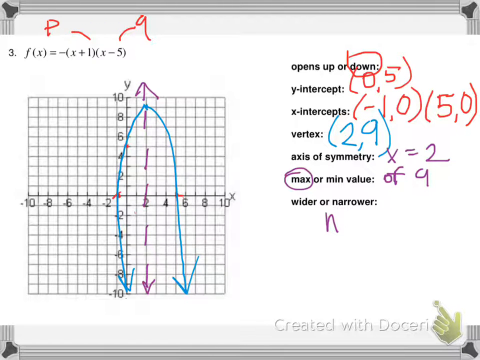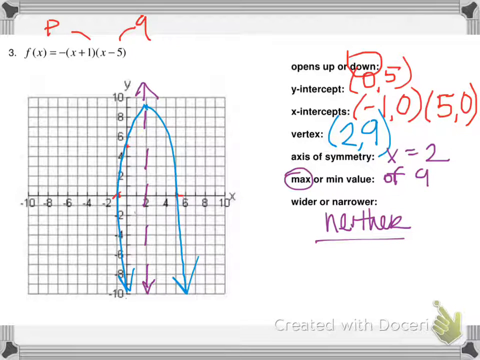In this problem, when I'm looking for wide or narrow, again, I'm looking at my a. Remember, if it is bigger than 1, then it is narrower, and if it is wider, then it is going to be less than 1. So this problem, although my a is -1, is actually neither. It's neither wider nor narrower. It's just flipped. It's the same width as my parent function.